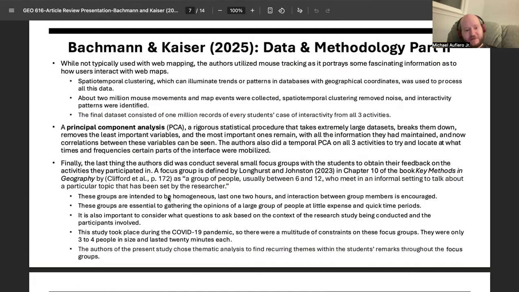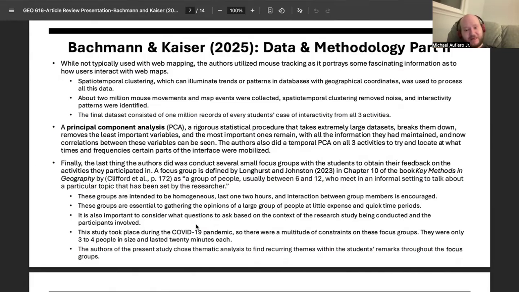These groups are intended to be homogeneous, last 1 to 2 hours, and interaction between group members is encouraged. These groups are essential to gathering the opinions of a large group of people at little expense and quick time periods. They are also important to consider what questions to ask based on the context of the research. And a lot of times these focus groups can add to what is found in statistical analyses, for example, which is what we're going to see in this study.